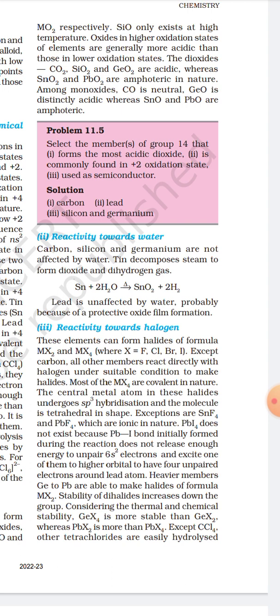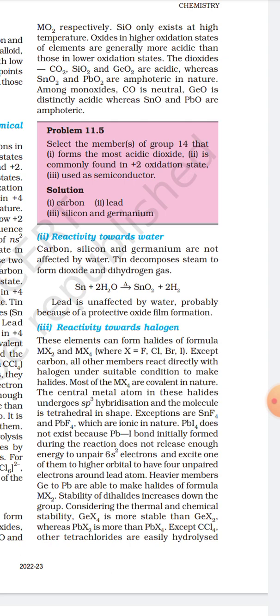PbI4 does not exist because the Pb-I bond initially formed during the reaction does not release enough energy to unpair the 6s2 electrons and excite one of them to a higher orbital to have 4 unpaired electrons around the lead atom. Heavier members, germanium to lead, are able to make halides of the formula MX2. Stability of dihalides increases down the group. Considering thermal and chemical stability, GeX4 is more stable than GeX2, whereas PbX2 is more stable than PbX4.